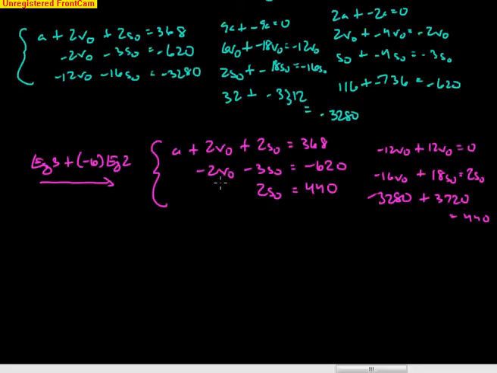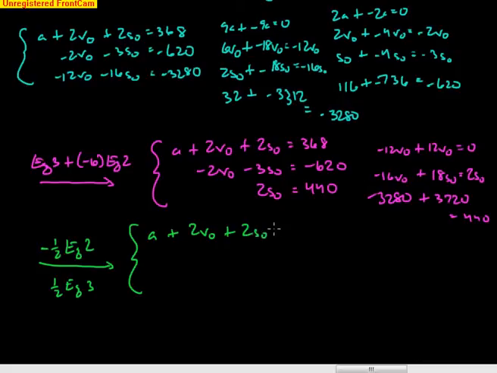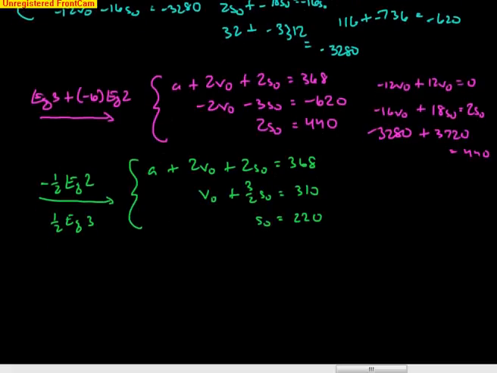Now I need to make my v sub 0 and s sub 0 with 1s in front of them. So let's take negative 1/2, the second equation, equation 2. And let's take positive 1/2, equation 3. So the first equation, a plus 2v sub 0 plus 2s sub 0 equals 368. The second equation, v sub 0 plus 3/2 s sub 0 equals 310. And the third equation, s sub 0 equals 220. And now I know what my s sub 0 is. My s sub 0 is 220.